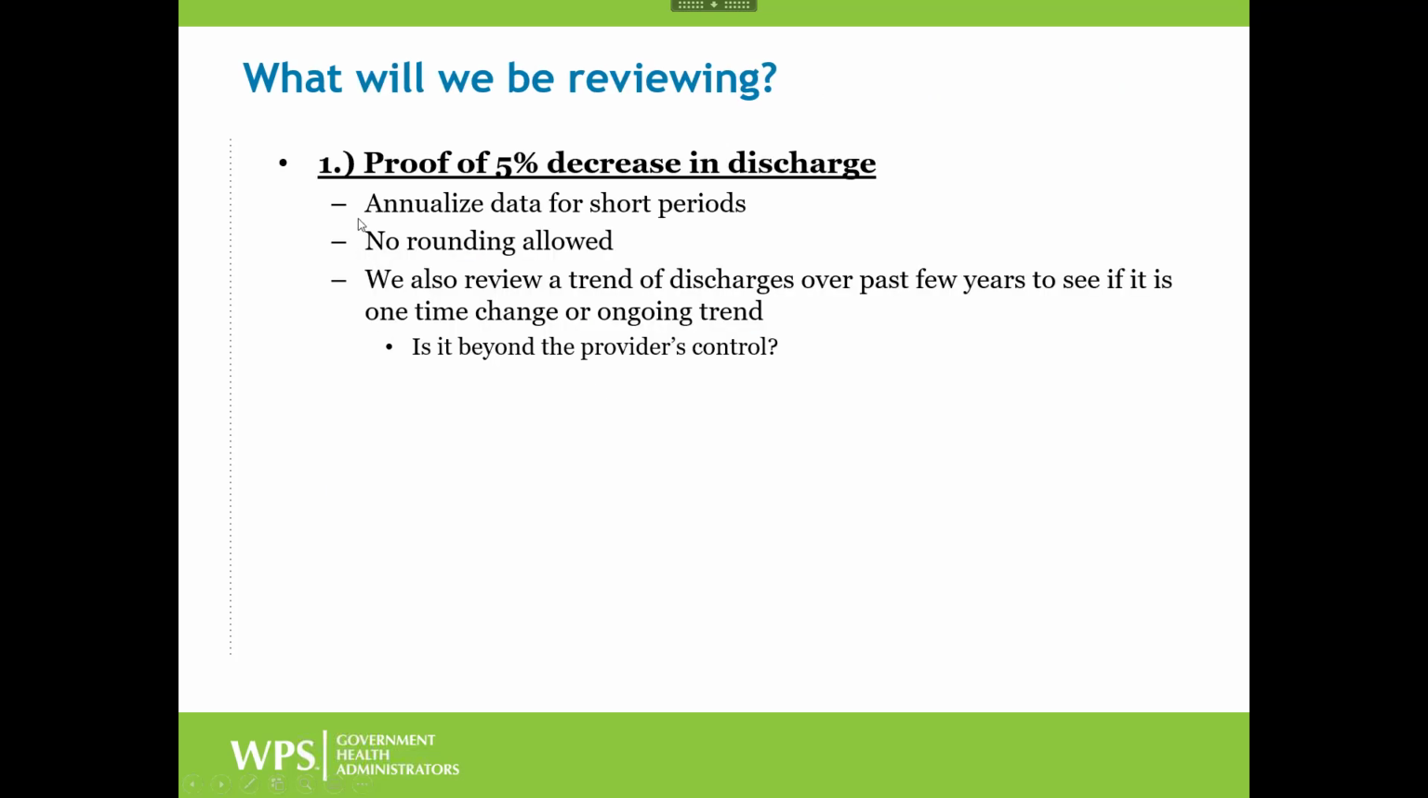So let's go into the review steps that we're going to be taking. And what I'm going to do after we go through these steps, I'm going to show you a little bit of the work paper we use. Basically, it's just showing these same things, but I just wanted to point out that we are required to review for these items. So, proof of 5% decrease in discharges.